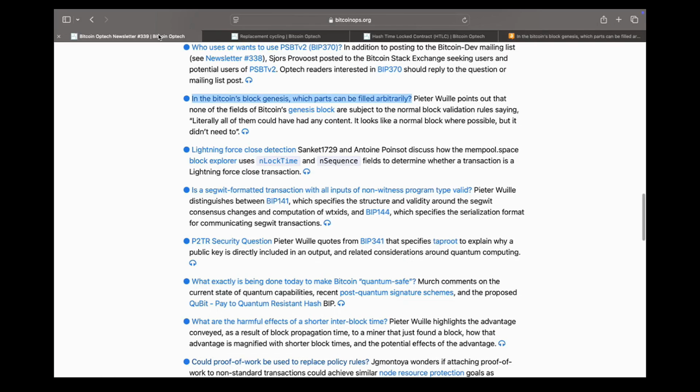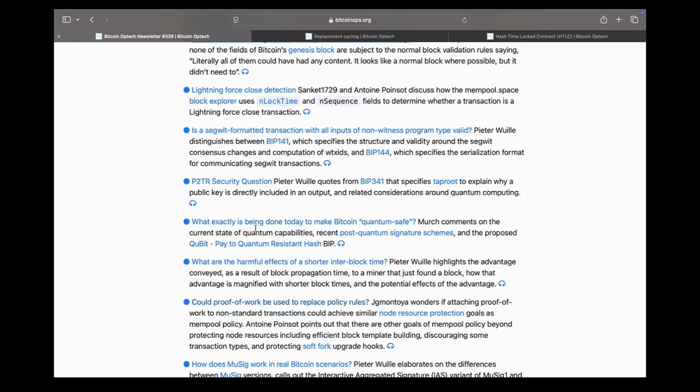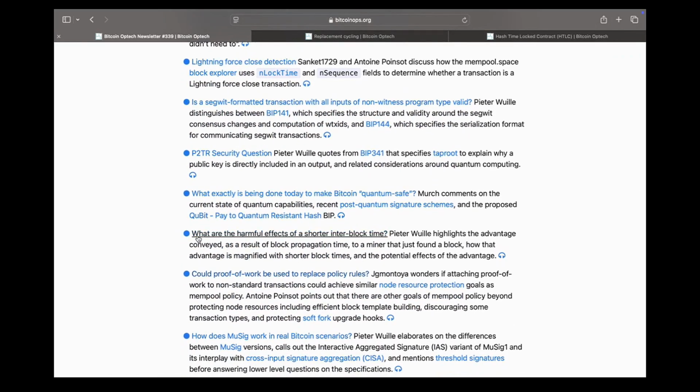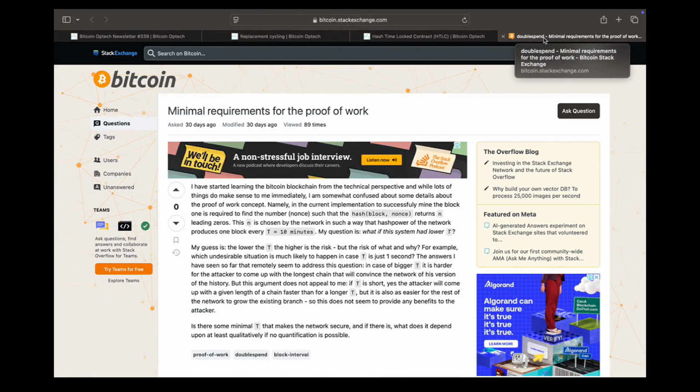We'll take one more question and then we'll wind up if y'all don't have any questions from your end. Right, let's take this one. What are the harmful effects of a shorter inter-block time, right? For those of you who don't know, a Bitcoin block's time interval is approximately 10 minutes. The Bitcoin's difficulty adjustment algorithm is programmed in a manner that, on an average, it takes 10 minutes for a block to get mined, right?